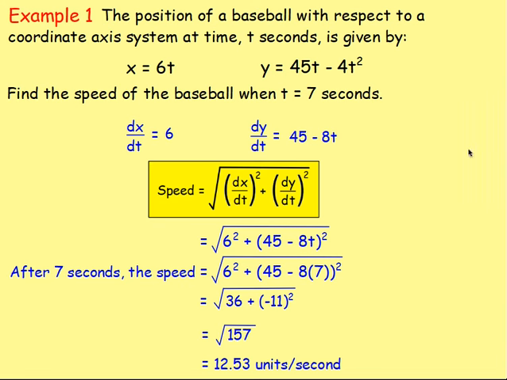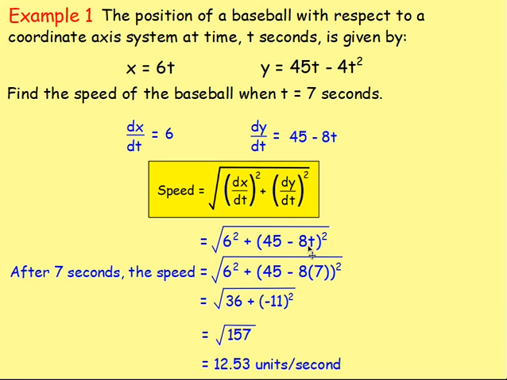Working out an example, here you've got the position of a baseball. It's given by x equals 6t and y equals 45t minus 4t squared. Dx by dt, if you differentiate x with respect to t, you get 6. Differentiate y with respect to t, you get 45 minus 8t. From there, to get the instantaneous speed of the baseball, you sub it into the square root of dx by dt squared plus dy by dt squared. So from there, you'd have the square root of 6 squared plus dy by dt squared, which will be 45 take away 8t all squared.